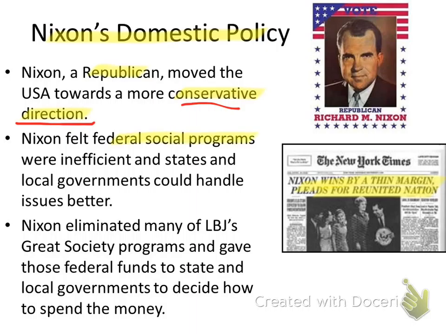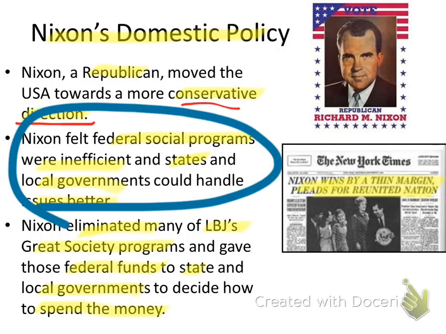Nixon felt, and getting back to our second bullet, social programs were ineffective and states and local governments can handle the issues better. Now, this is a conservative belief. This is a conservative tenet today in the conservative platform, that the states, the local entities, are far better equipped to handle problems within the state than the federal government. Nixon eliminated many of LBJ's Great Society programs and gave those federal funds to the state and to local governments to decide how to spend the money. And again, this goes hand in hand with right up here.